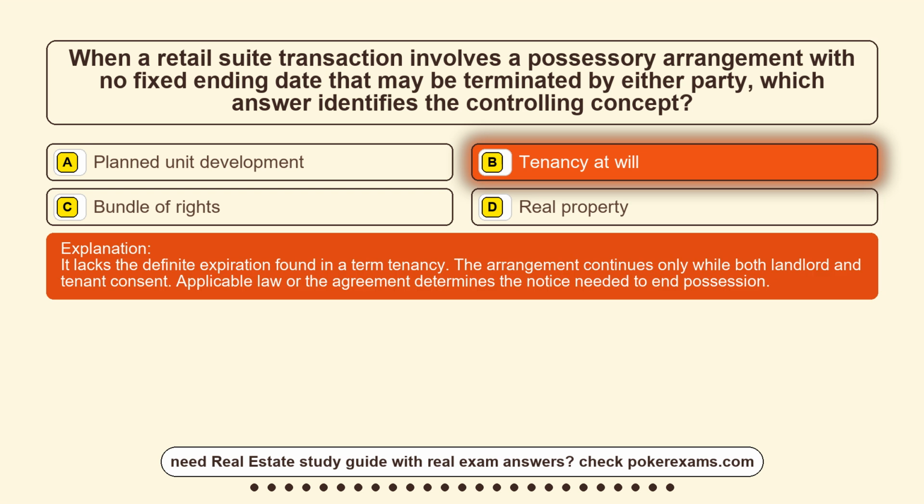It lacks the definite expiration found in a term tenancy. The arrangement continues only while both landlord and tenant consent. Applicable law or the agreement determines the notice needed to end possession.